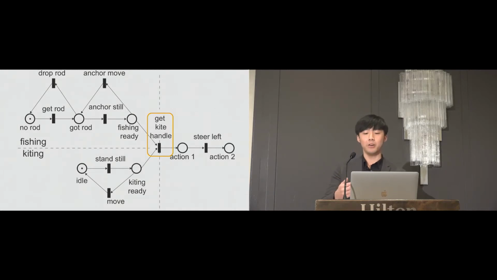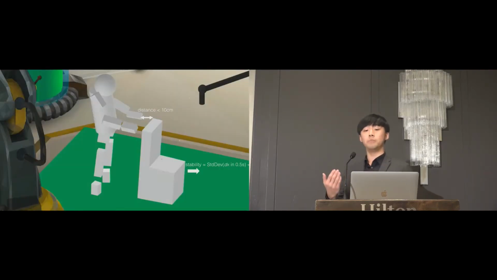And another minor detail here: Mutual Turk triggers all the transitions in the Petri net or the concurrent state machine, such as a get kite handle event, by using rigid body information like speed and distance. So, very simple sensing.